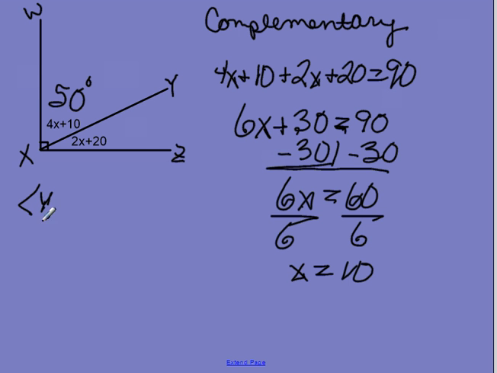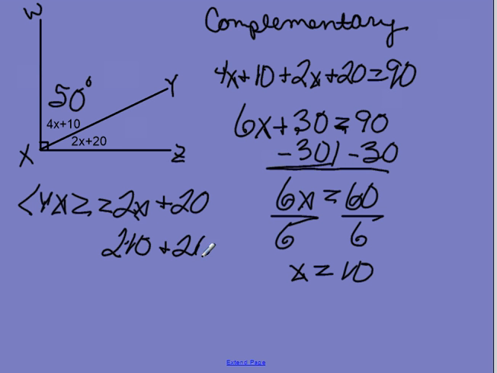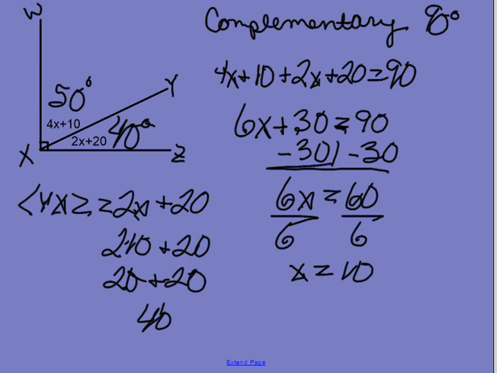Angle YXZ, which is simply 2x plus 20, and I know that x is 10. Hopefully you're getting the hang of this and think this isn't too hard at this point. It's just plugging numbers in and solving it, that's all. 2 times 10 is 20, and then plus 20, which gives me 40. So this angle should be 40 degrees, which makes a lot of sense because 50 plus 40 does indeed equal 90 degrees, which is what a complementary angle should do.